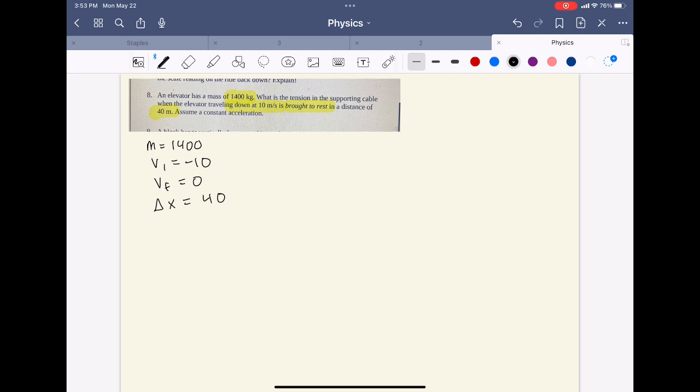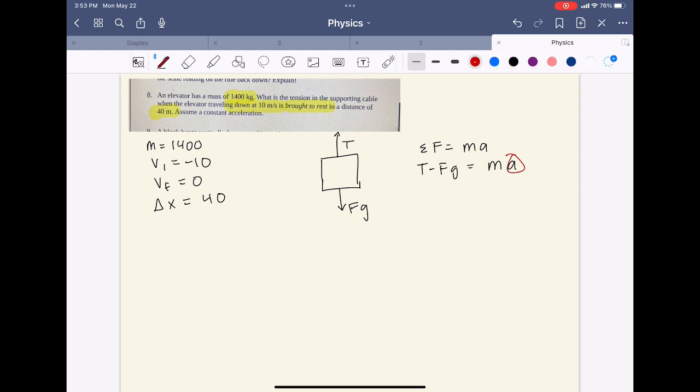Because we are looking at forces, I'm going to draw a free body diagram for this little elevator right here. So we have a tension pointing upwards and a force due to gravity pointing downwards. So we could set up Newton's second law, sigma F is equal to ma. Our forces are going to be tension minus F of g is equal to ma, and we need to solve for an acceleration in order to find our tension.